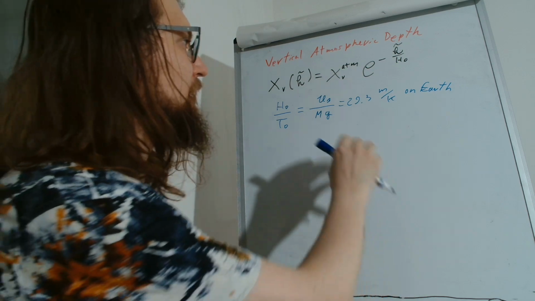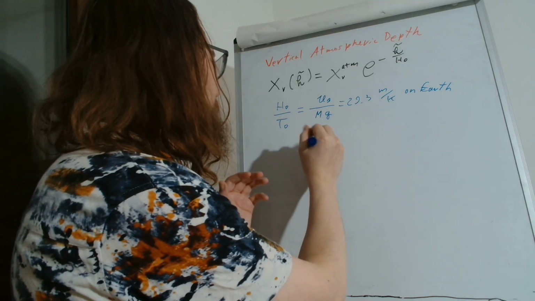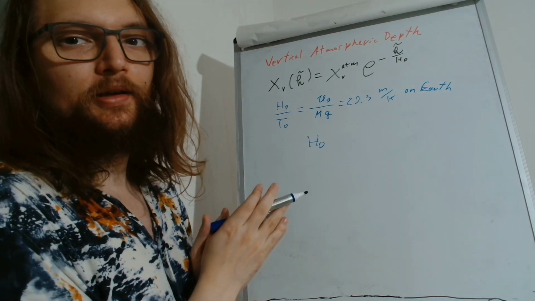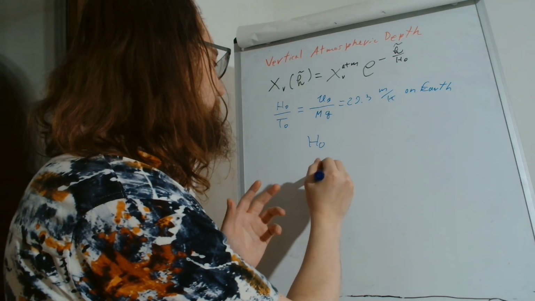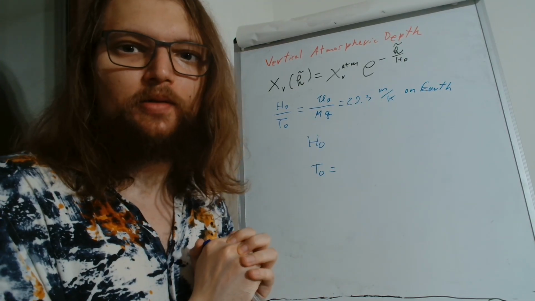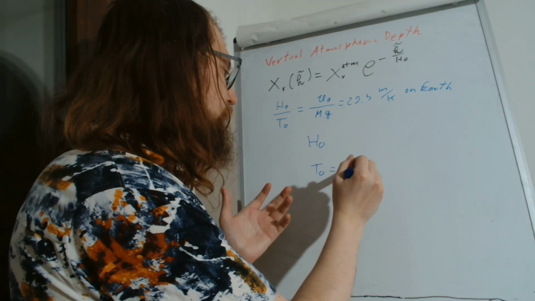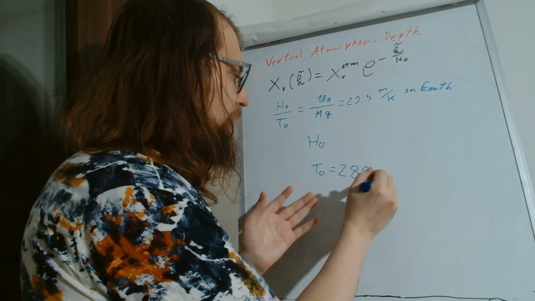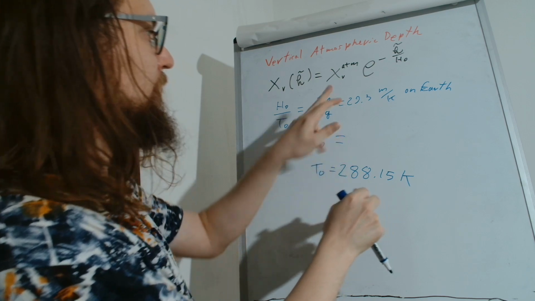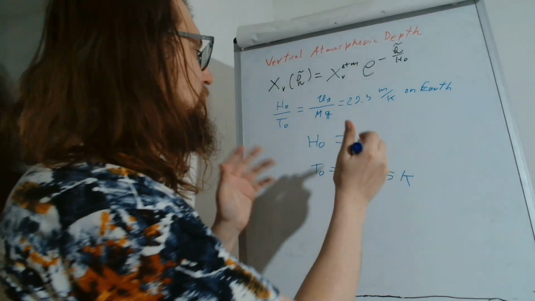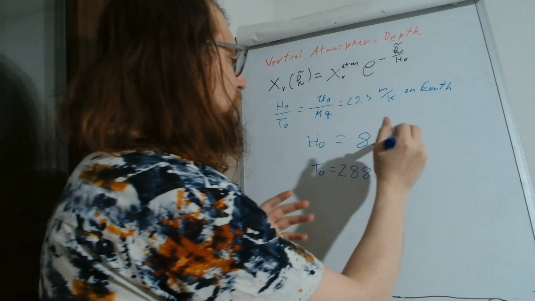On Earth it is about 29.3 meters per Kelvin, and you can now obtain the scale height for a particular value of the temperature. For instance, if you choose the average temperature of the ground, which is 15 degrees Celsius, this corresponds to 288.15 Kelvin. Then you multiply this by that and you get the scale height. You would get about 8.4 kilometers.